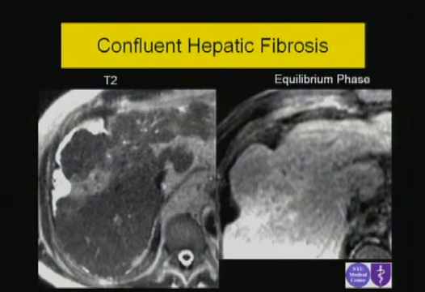This patient had a typical appearance for confluent hepatic fibrosis on MRI, where you see this band-like appearance, high T2 signal retracting the capsule, typical for hepatic fibrosis with delayed enhancement at the equilibrium phase. So don't call this an HCC. HCC will never retract the capsule unless it's treated.